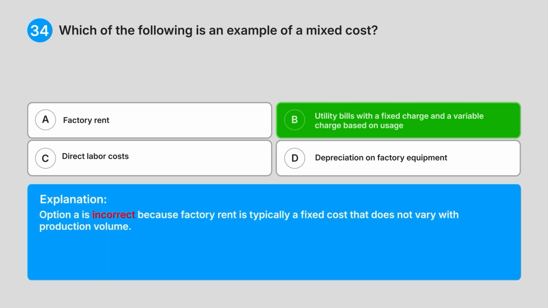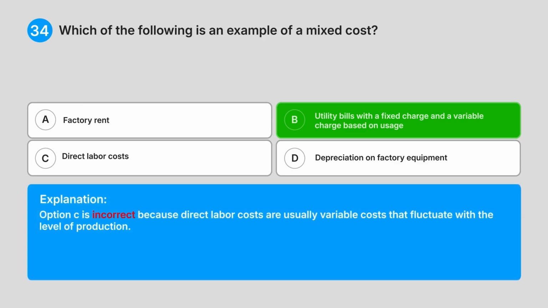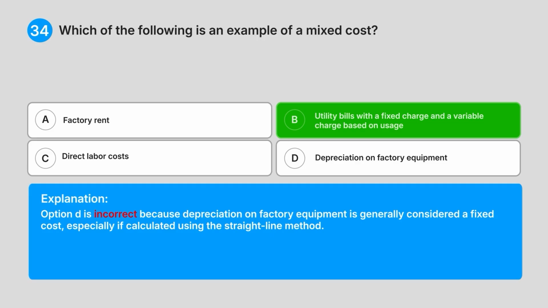Option A is incorrect because factory rent is typically a fixed cost that does not vary with production volume. Option C is incorrect because direct labour costs are usually variable costs that fluctuate with the level of production. Option D is incorrect because depreciation on factory equipment is generally considered a fixed cost, especially if calculated using the straight line method.